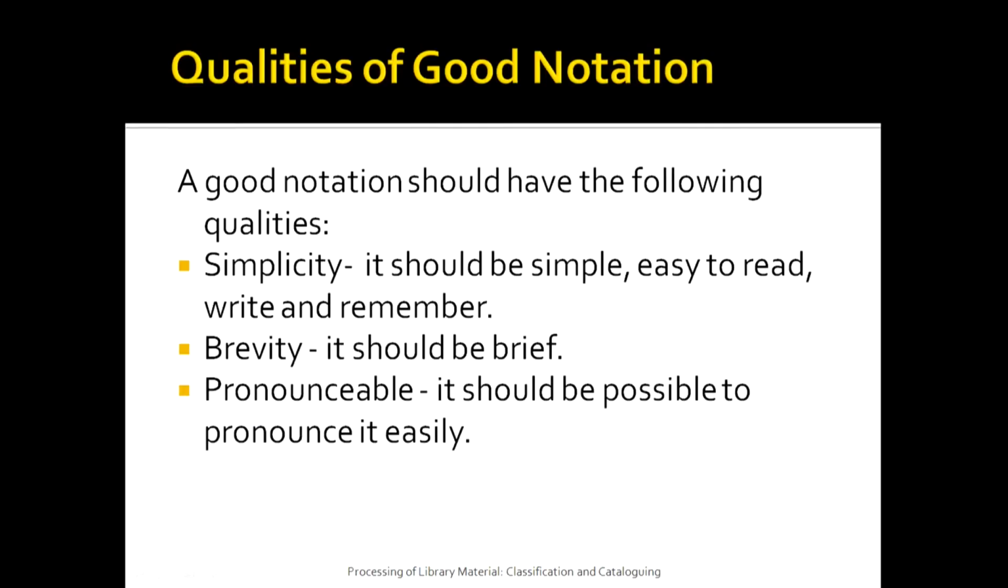Now learners, let us take a look at what the qualities of good notation are. A good notation should have some qualities which include firstly simplicity, secondly brevity, and thirdly pronounceability. Why simplicity? Because if it is simple, it will be very easy for anyone to read and follow, write and remember. Secondly, brevity. If it is brief, it will be easy to remember by the users. And if you can easily pronounce it, then again it will be very, very user friendly. So, these three qualities are really essential in any good notation.